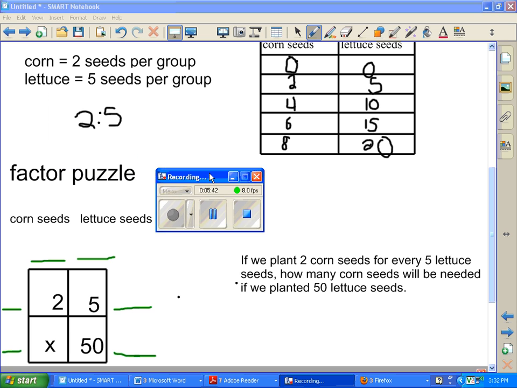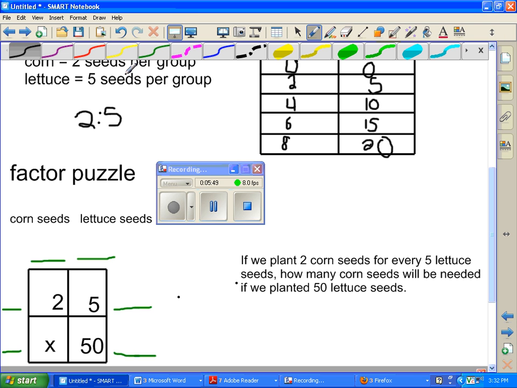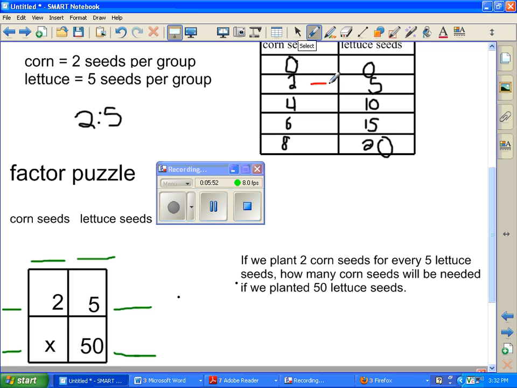So remember here, talk about 2 to 5, and we notice in this row here, we have 2 to 5. And what we're doing is, with the factor puzzle, we're imagining what we would do if we have 50 lettuce seeds. How many corn seeds would we have? Now, we could make that table go all the way through. It'd be a big table. One thing we can do is make the factor puzzle.